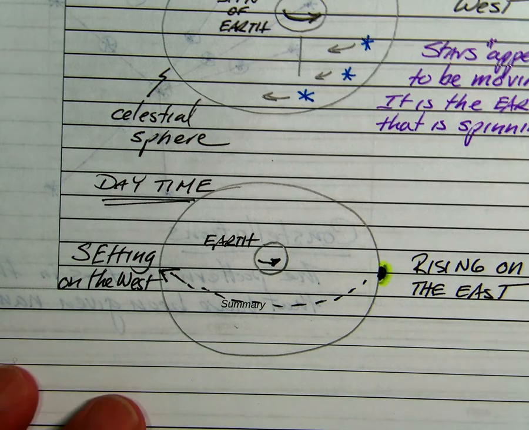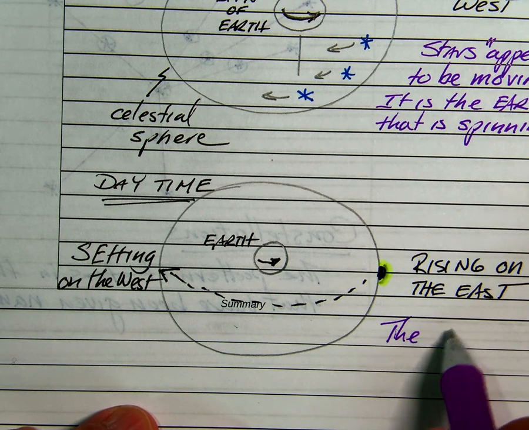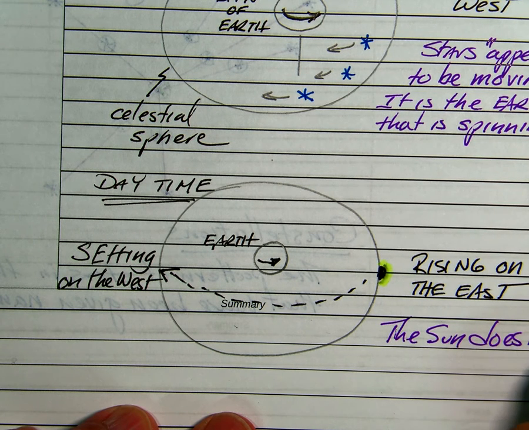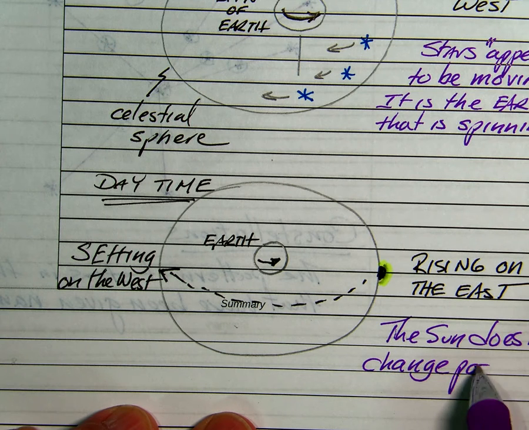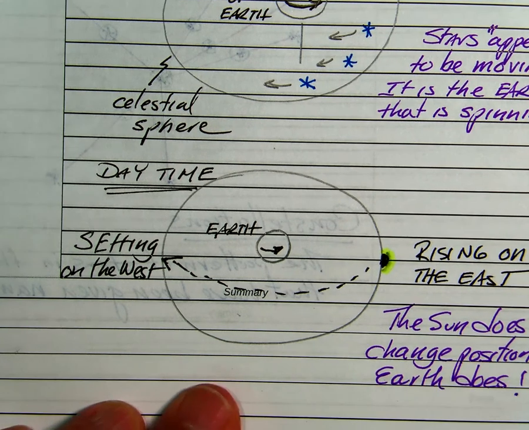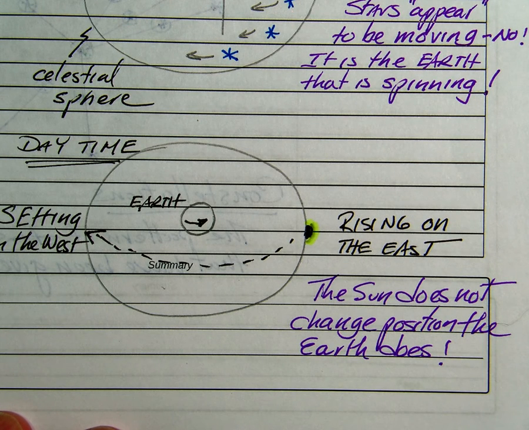Okay. Once again, just as a comment, the sun does not change position. The Earth does. Okay, so the sun does not change position, the Earth does. Okay, let me once again stop right here, and then we'll continue in the next section. Thank you.